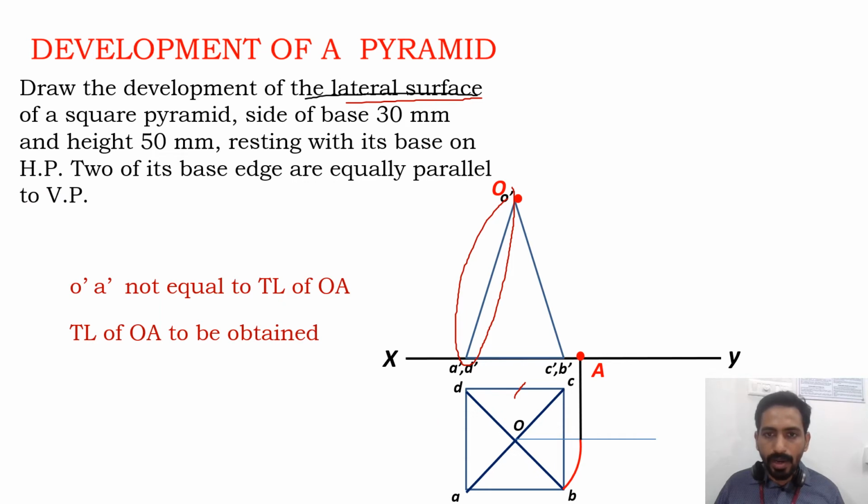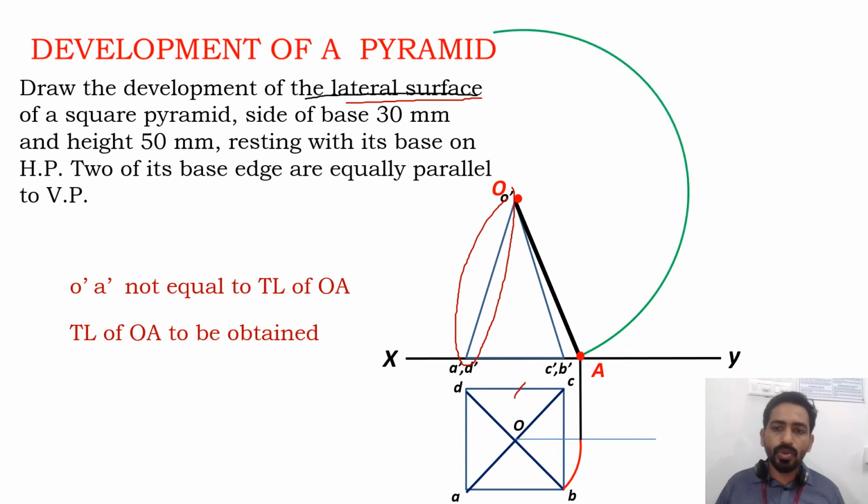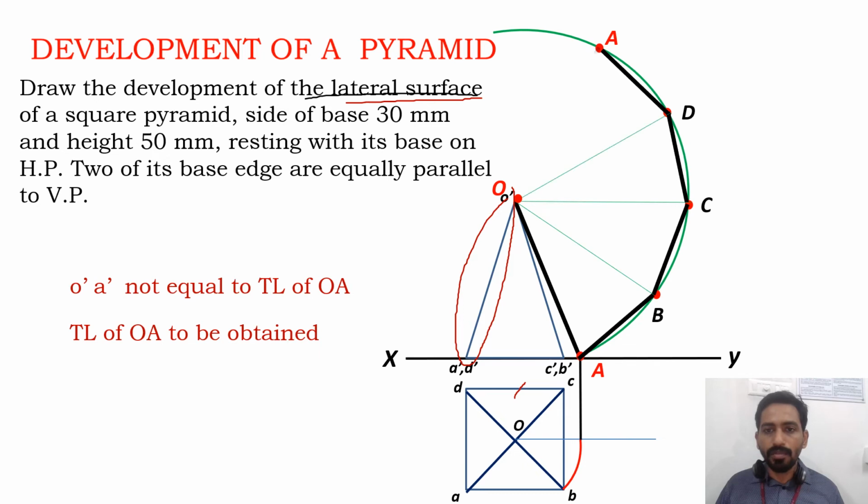So capital O, capital A, that line will have the true length of the slant edge. So I will draw the first line there. Now I will do the same procedure as in the previous problem. I will draw an arbitrary arc with O as center and OA as the radius. Now I will mark B, C, D, A at a distance of 30 mm. Okay, so you can use a compass to mark B, C, D, A, and I will join the boundary.